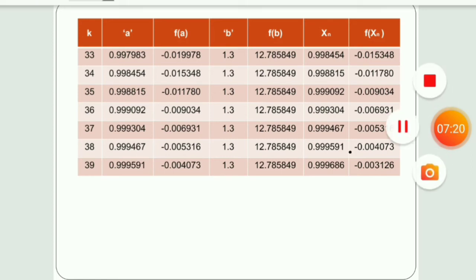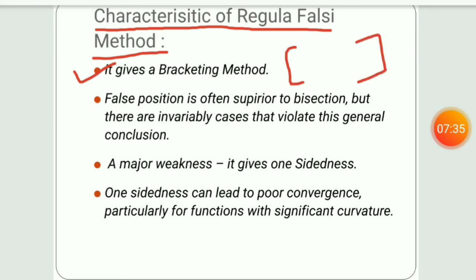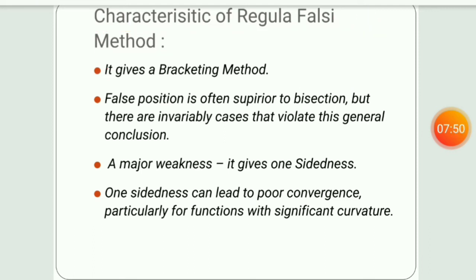So now let's discuss the characteristics of the Regula-Falsi method. First point, it is a bracketing method. Bracketing method means what? We have some interval, some range, and in that range we need to work, that is the values of a and b. Like in this question we have seen the value of a was 0 and b was 1.3. So this solution works as a bracketing method. Even the bisection method also works as a bracketing method.